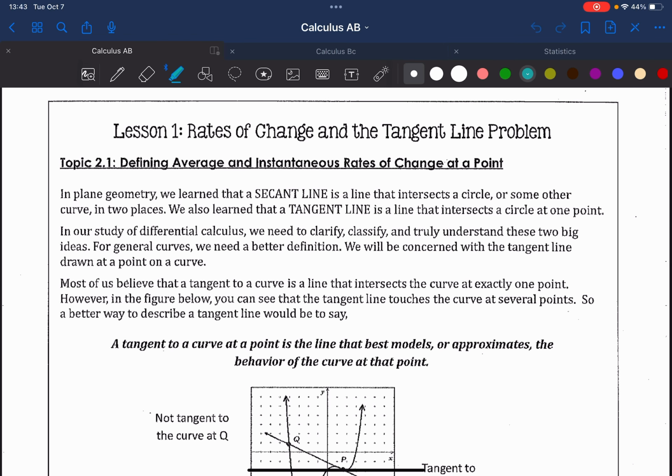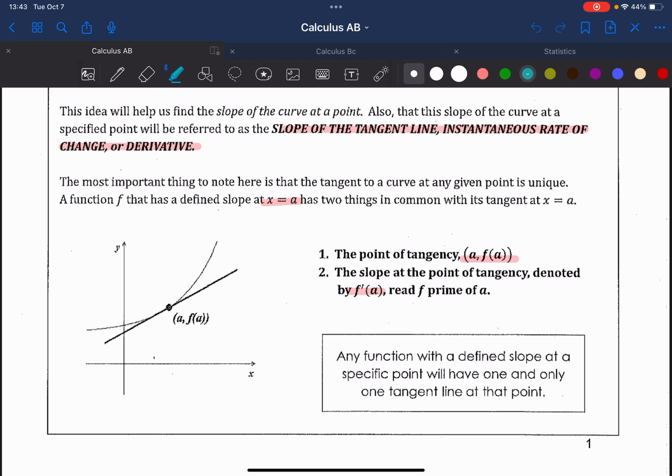Okay, notes 2.1, rates of change and the tangent line. In these notes, we go back and discuss tangent line and secant line. And remember, these are the slopes of the line that either intersect 1 point or 2 points of the function. The slope of the tangent line is the instantaneous rate of change, or in other words, the derivative.